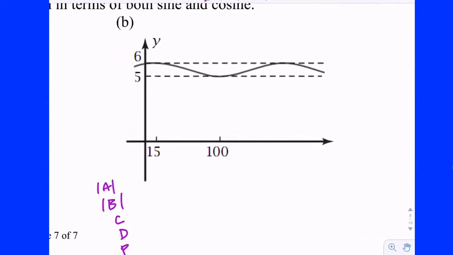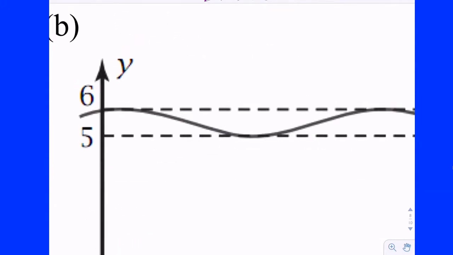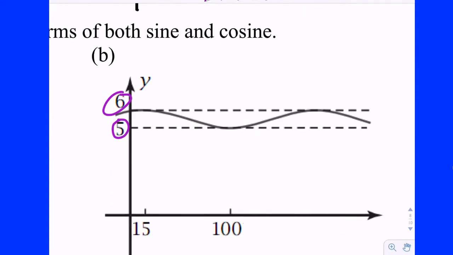All right, let's see how y'all did. We have very few things labeled here. Vertically, we have a high point at 6 and a low point at 5. Those horizontal dotted lines are not asymptotes, because remember, a horizontal asymptote describes the end behavior. And this graph is not tapering off approaching 6 or 5. It's oscillating between them. They're there just to show the guidelines.